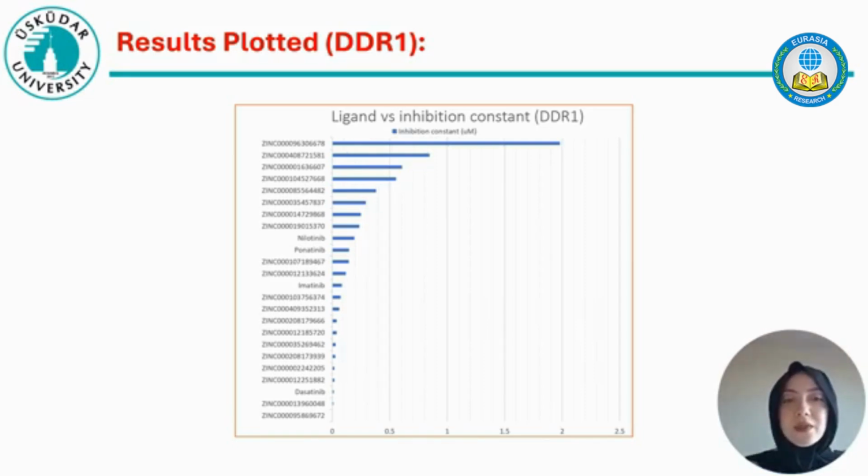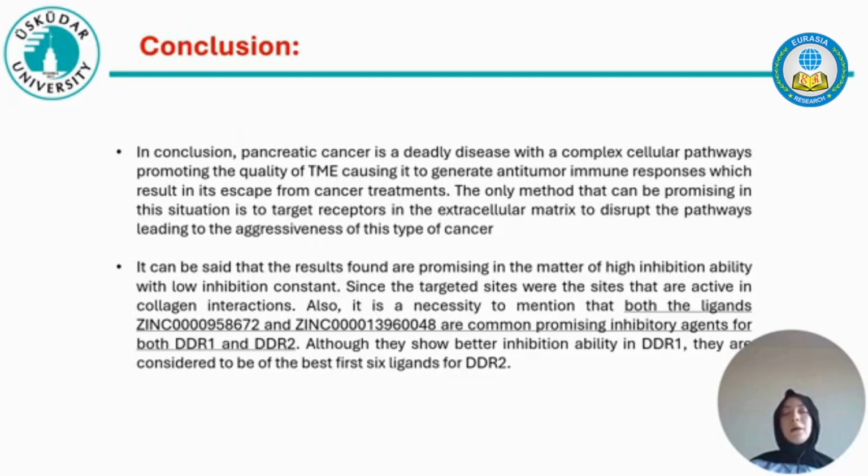So we have the first ligand at the bottom ending with 72, and the one right above it, ending with 48. These ones have the best inhibition ability based on DDR1, but they are also present in the DDR2 plot. They are also among the top 6 ligands in inhibition ability, so they can be considered promising for the inhibition of both DDR1 and DDR2 as well.